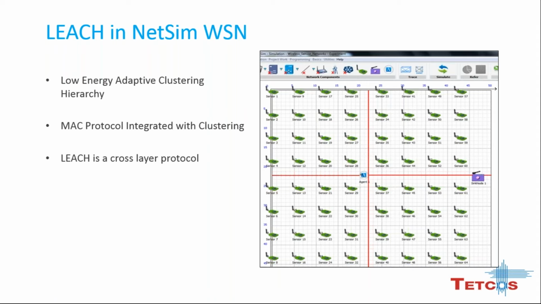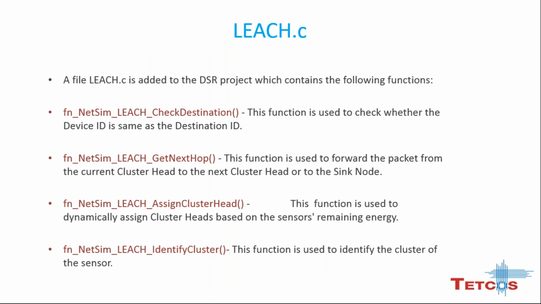Then it is a MAC protocol and a cross-layer protocol which works here. So I'll show you an example of LEACH protocol, how it is being implemented in wireless sensor network. So we have to get a leach.c file, and we have these four functions: check destination, get next hop, assign cluster head, and identify cluster.